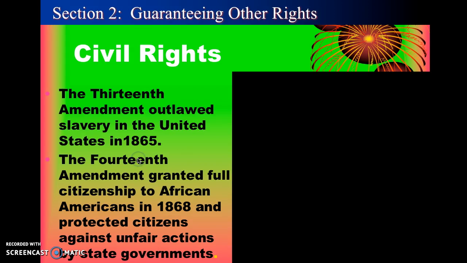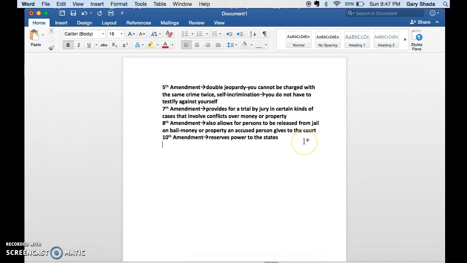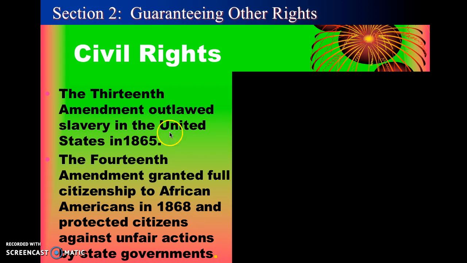Section 2, guaranteeing other rights, civil rights. First of all, civil rights are rights that are guaranteed to all U.S. citizens. Okay, rights that are guaranteed to all U.S. citizens.